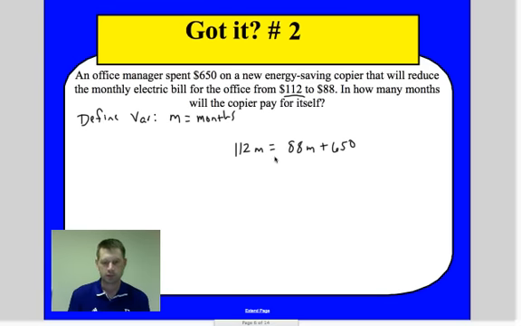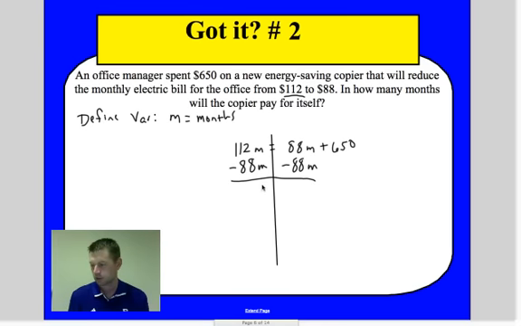Okay, so now we have to go through the steps again. We're going to put this line down the middle. Got to get this variable to the other side. So I'm going to subtract 88 again because it's a smaller one and I want to stay away from negatives. By subtracting the smaller one, I know this is going to be positive. So 112 minus 88, I'm left with 24. That's the difference. I'd be paying $24 a month less with this new copier. 88 minus 88 is 0, but plus 650 is 650.